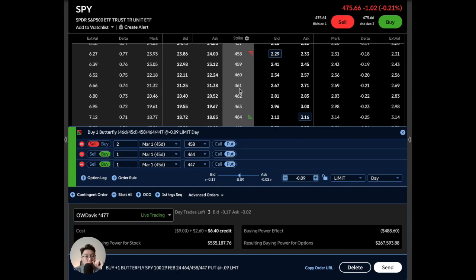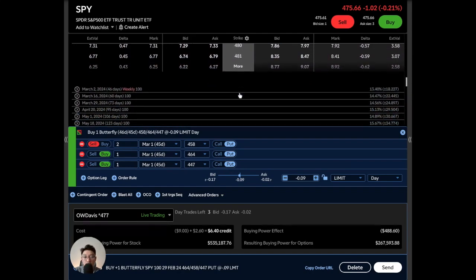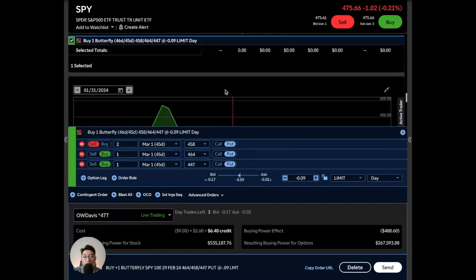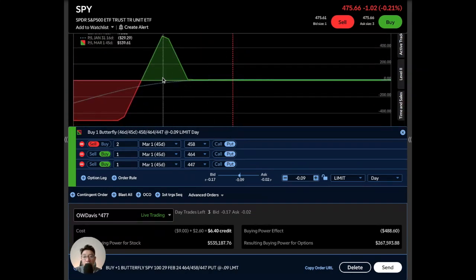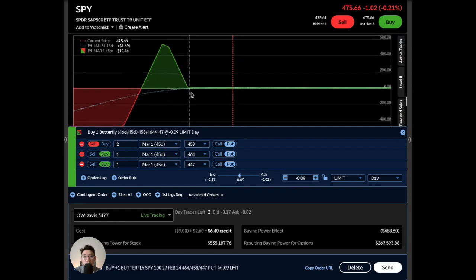Now, how do you know what is your max profit? Well, it's actually pretty simple. All you have to do is just go to your P&L graph, right? If you were to go to your P&L graph, as you can see down here at the bottom, you can see what is your max profit, right? If I was to just hover over this, by the way, I want you to take a look at this number down here, as it says P&L on the March 1st. This is at expiration, right? So at expiration, this is what your max profit will be.